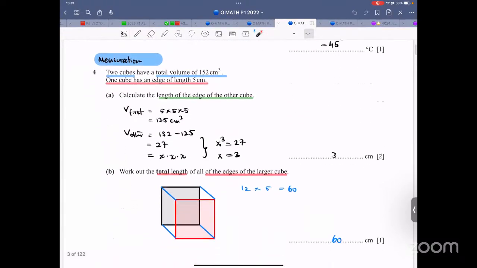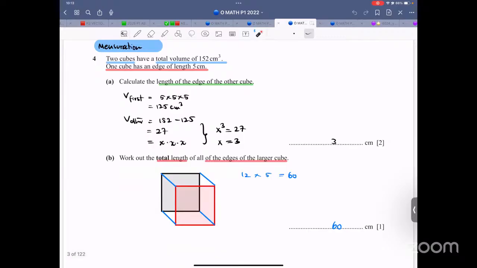Now let's talk about mensuration, a nice question. It says two cubes have a total volume of 152. One cube has an edge of length 5. Calculate the length of the edge of the other cube. So the first cube, 5 into 5 into 5, that's 125. Subtract 125 from 152, that is 27. That is x into x into x. x cube is 27, therefore x is equal to 3. So one cube has an edge length of 3, the other cube has an edge length of 5.